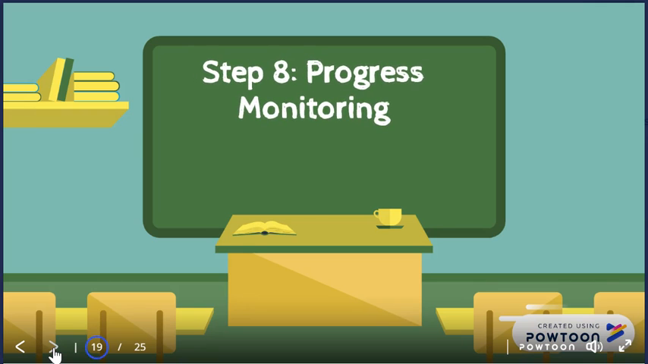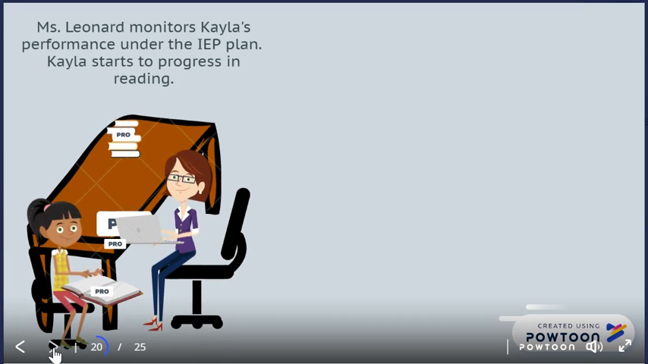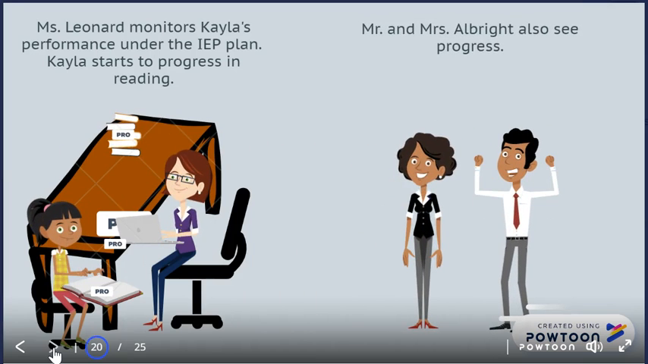Step 8, progress monitoring. Ms. Leonard monitors Kayla's performance under the IEP plan. Kayla starts to progress in reading. Mr. and Mrs. Albright also see progress.